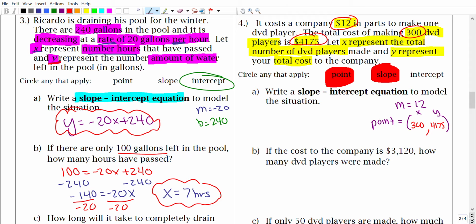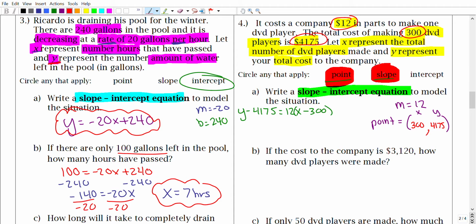Okay, but what are we being asked to do? We're being asked to write a slope-intercept equation. So we want something in y equals mx plus b. Well, we can't do that yet. We have to get to that point. But we do have a point and slope, so let's write the point-slope form. So this is y minus 4,175 equals 12 times x minus 300 actually. Okay, this is our point-slope equation.